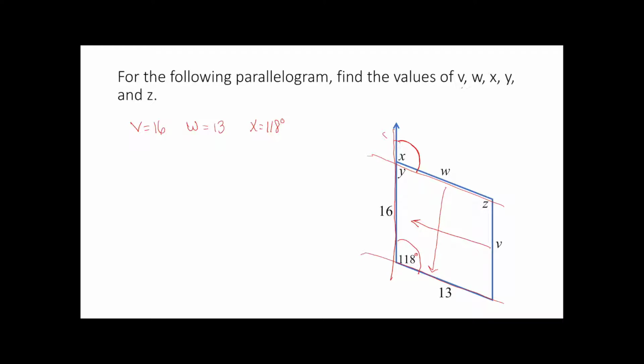Y is a linear pair with X, so if X is 118 degrees and Y and 118 have to be supplementary, we subtract 118 from 180. 118 minus 120 would be 60. We're 2 more than that, so 62 degrees.